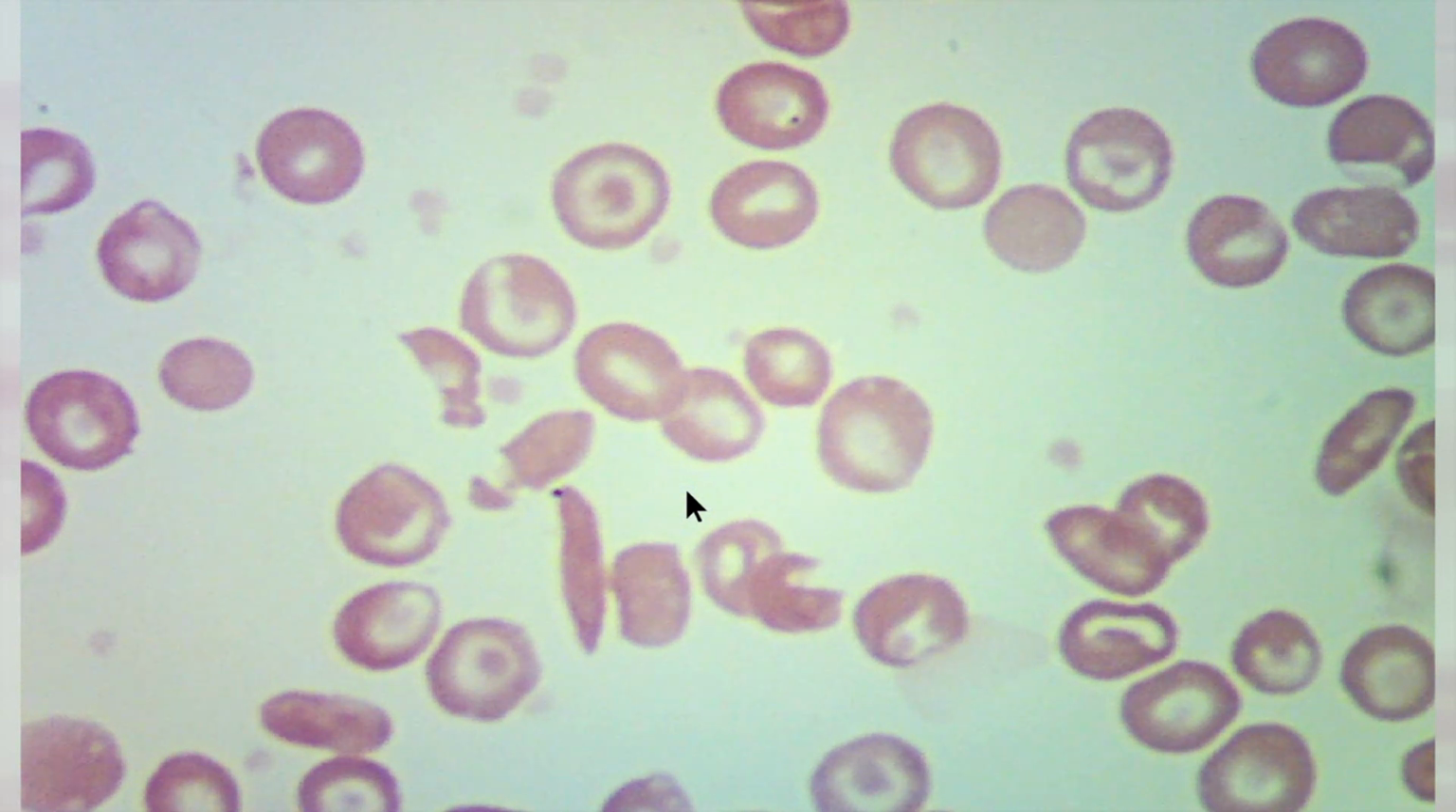So target cells are present. Perhaps there is some anisocytosis in here. I would give this smear about 1+ polychromasia, the way that I have seen it in different fields. Sickle cell presence, and this should complete my report for this smear.